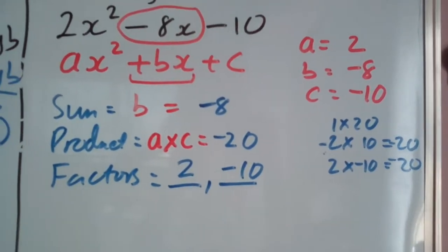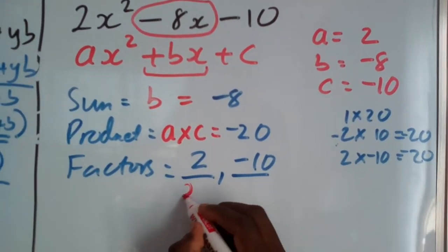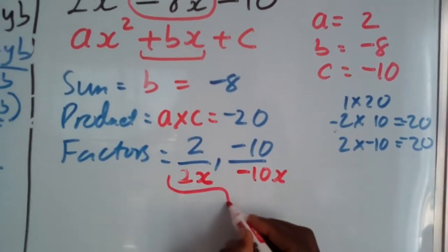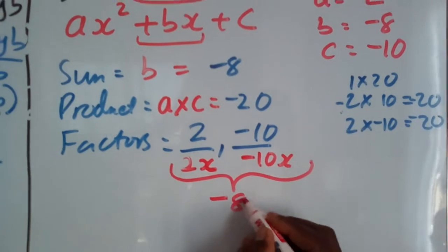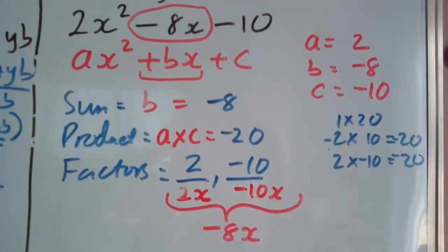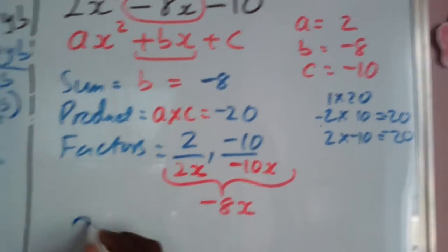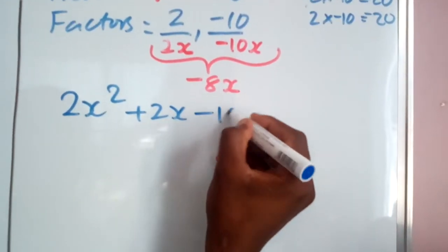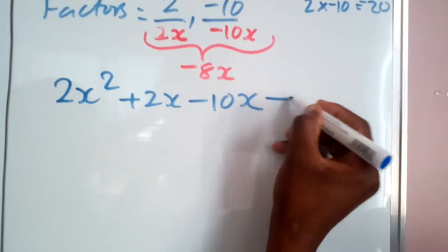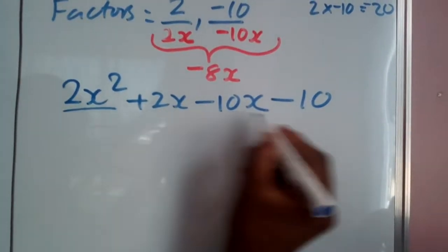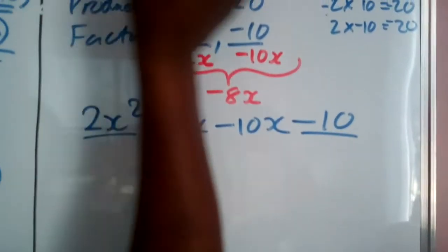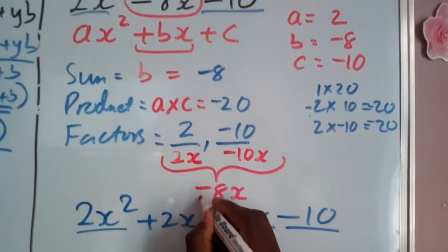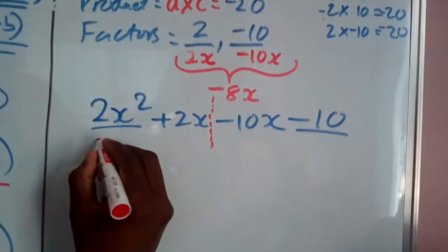Now, I will take these two factors, 2x and minus 10x. These two factors will replace minus 8x in the question. So I will get 2x squared plus 2x minus 10x minus 10. The first one and the last one will remain as above. Then we now split the middle.